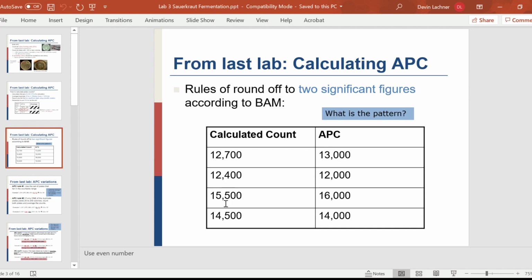So if it's below 5, then it's going to go down. If it's above 5, then it's going to go up.